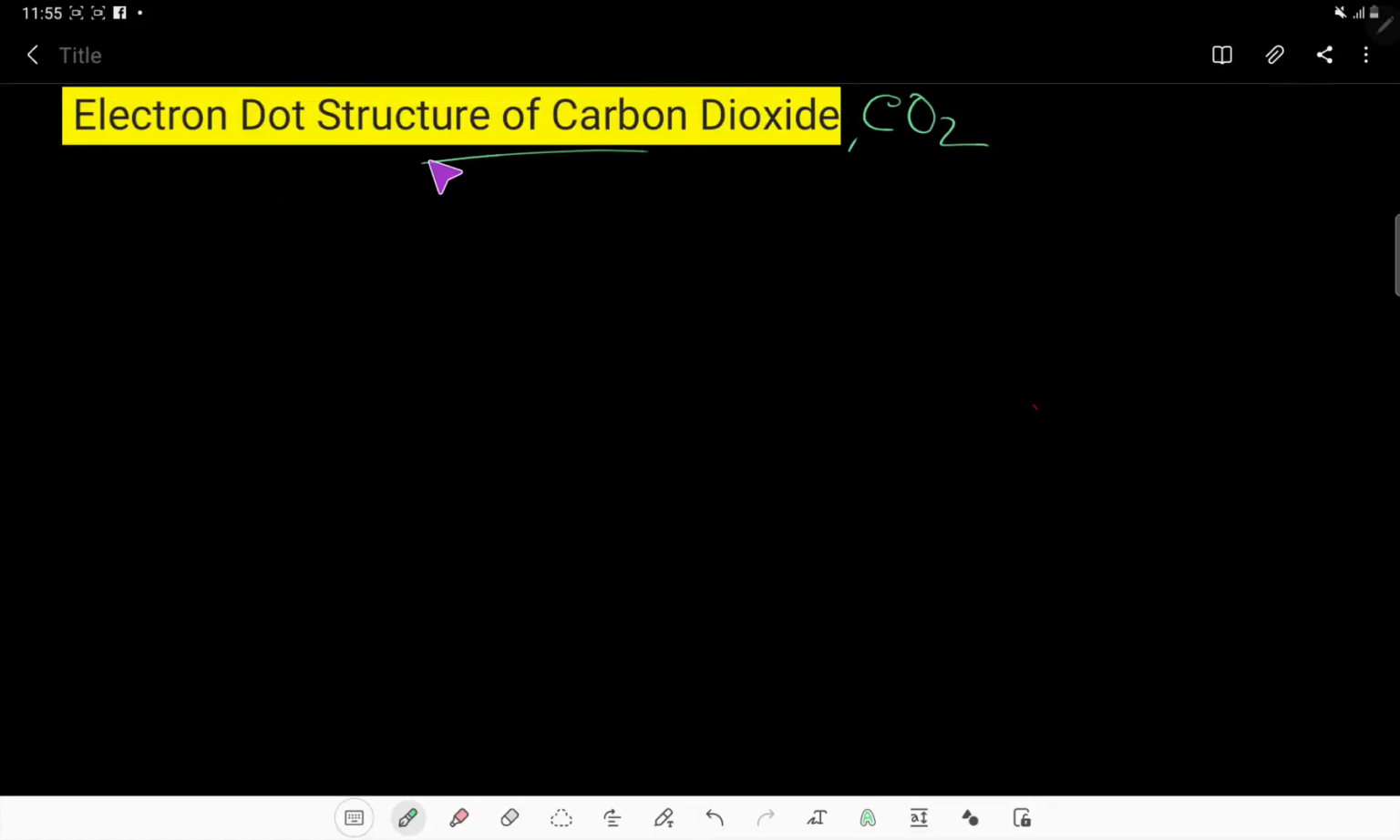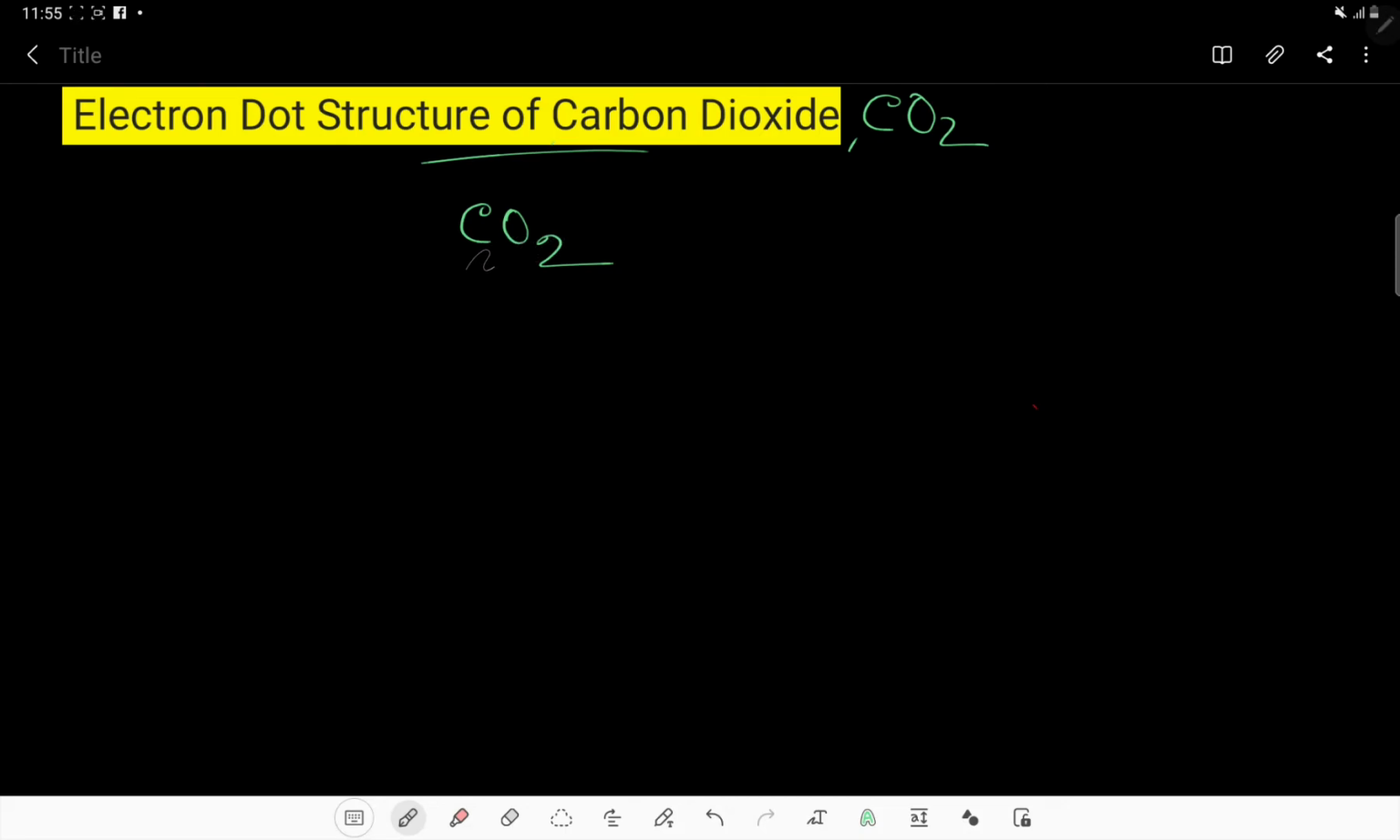Electron dot structure of carbon dioxide, whose formula is CO2. Okay, so to draw the electron dot structure of CO2, or carbon dioxide, at first we have to find out the valence electrons in carbon dioxide, right?